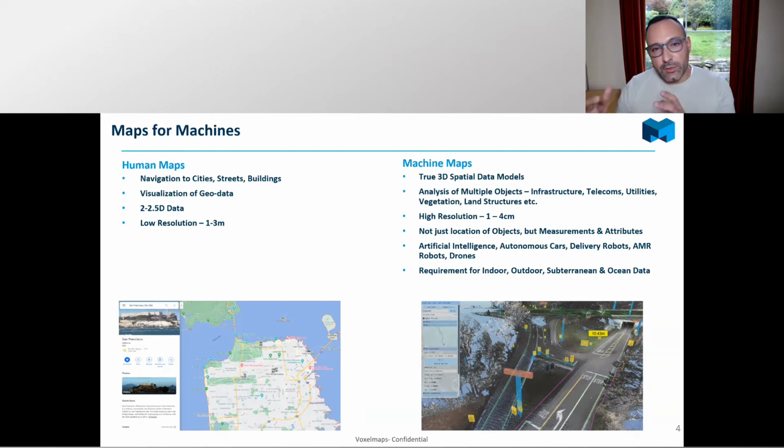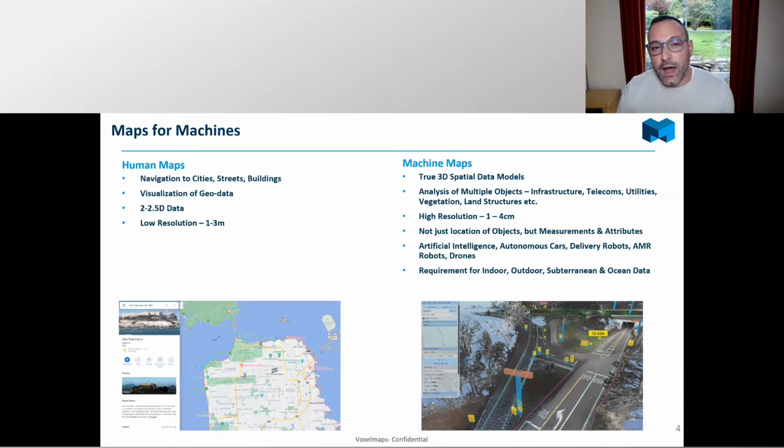But when we start to look at machines, they have a different requirement in terms of the mapping and the map data. So really, machine maps are very much around creating models. So we're creating true 3D spatial models of the environment, everything that we're mapping. And so subsequently, we're analyzing everything that we can see in a given environment. So in urban areas and cities, that can be infrastructure, telecoms, utilities, but in non-urban environments, that can be things like vegetation, land structures, for example.